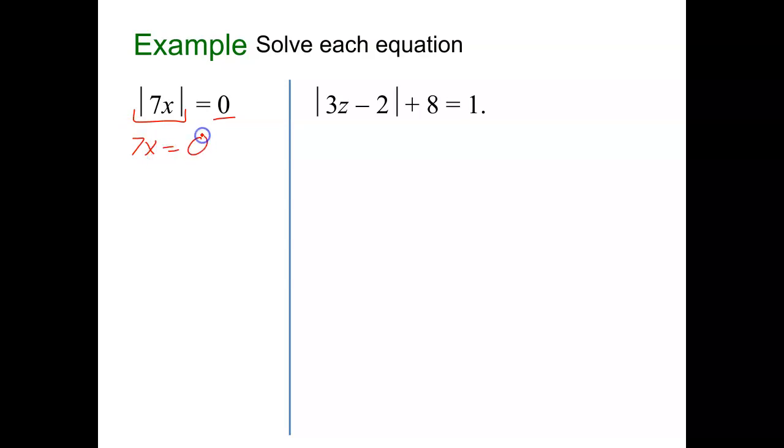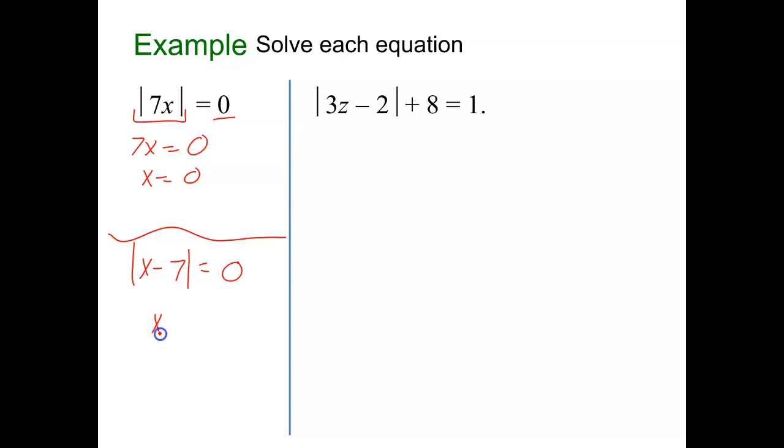7x equals 0. So, well, what is x then? 0. Now, just because your absolute value is set equal to 0 doesn't mean your variable is 0. Let's say I had x minus 7 equals 0. It's not going to be 0 anymore. I still have the same idea. It's still only going to be one answer. There's just one answer. 7. That's it. Okay? So if your absolute value is set equal to 0, you're only going to get one answer. Okay? Now, get your absolute value by itself first. It's always going to be your first step.